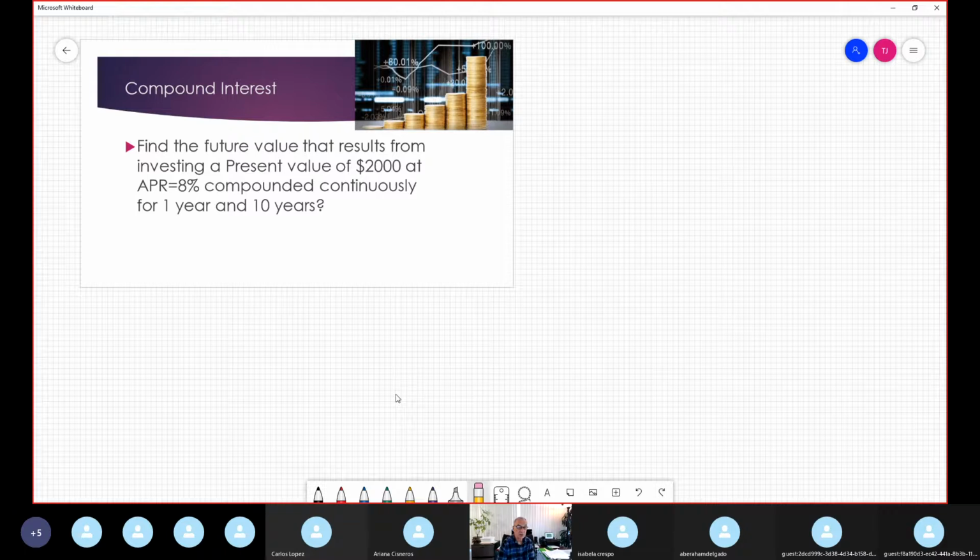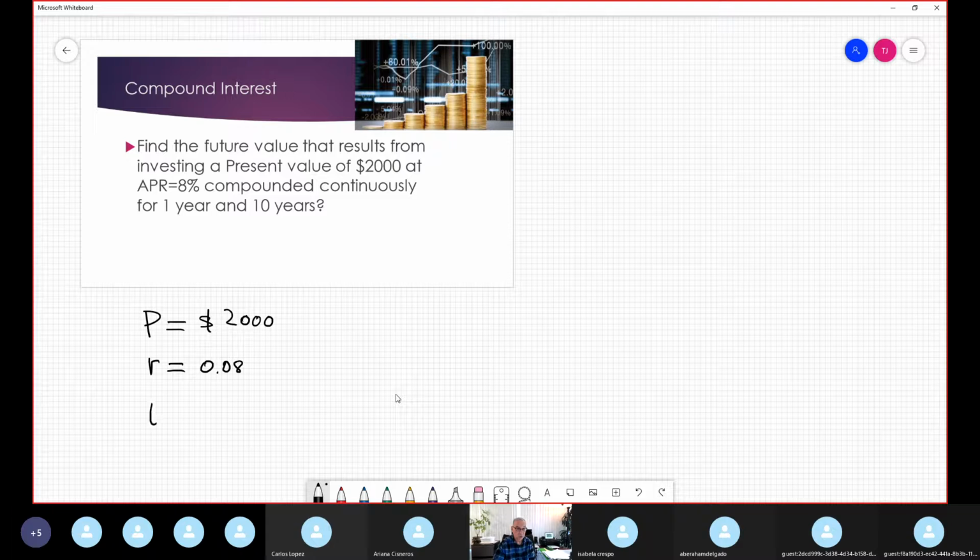This is different. It's a find the future value that result from investing a present value. Present value is given, so capital P is given. Present value is 2,000. APR, the interest rate, is 0.08. Always remember divide by 100, present decimal. Compounding continuously. Continuous is a continuous analysis. Therefore, the formula is different for 1 year and 10 years.